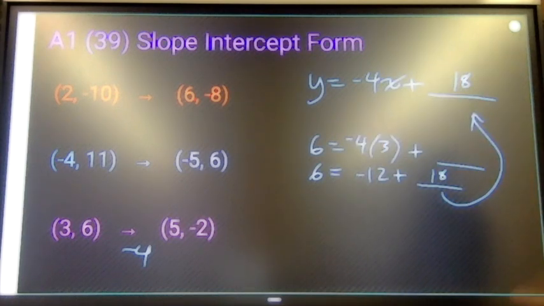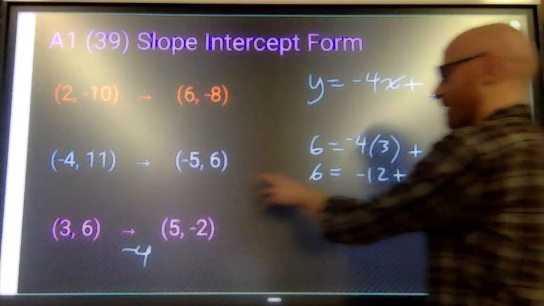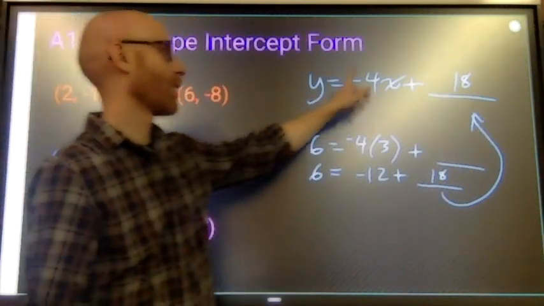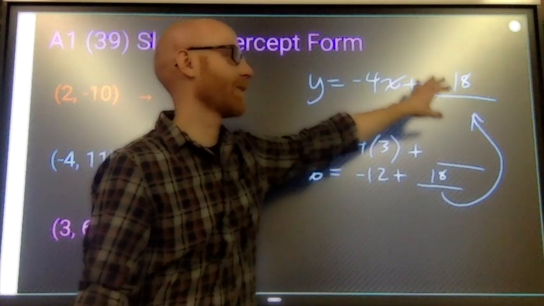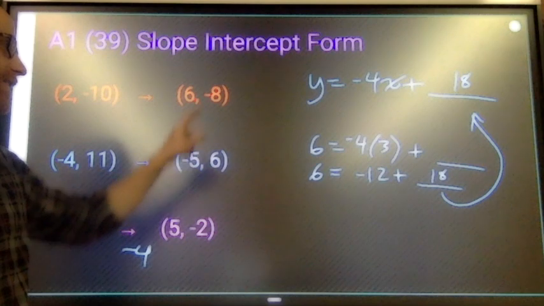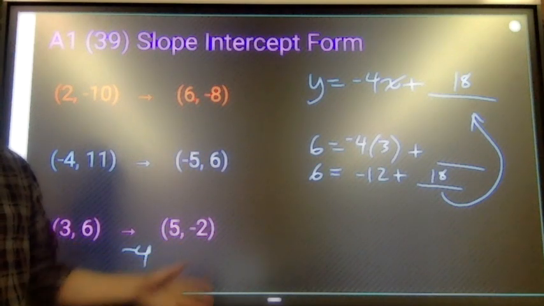I can use my other point. So I used 3, 6 to build that. I can use my other point to test it. -4 times 5 is -20 plus 18 is -2. Okay? When x is 5, y is -2. All good.